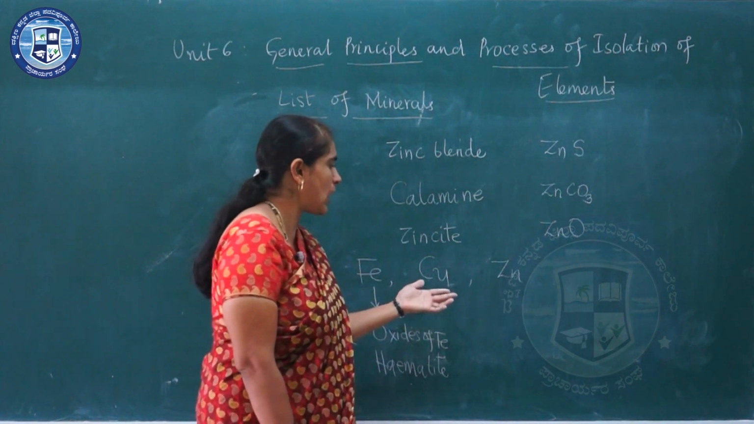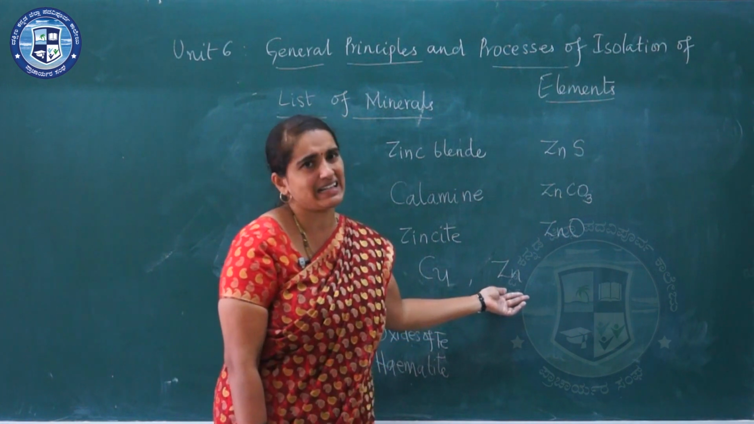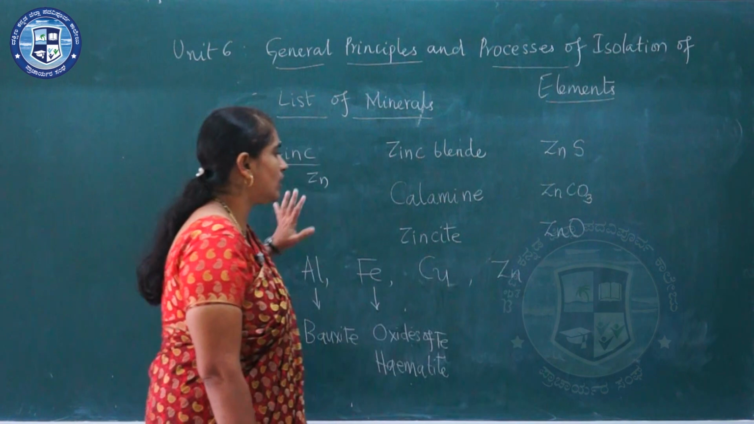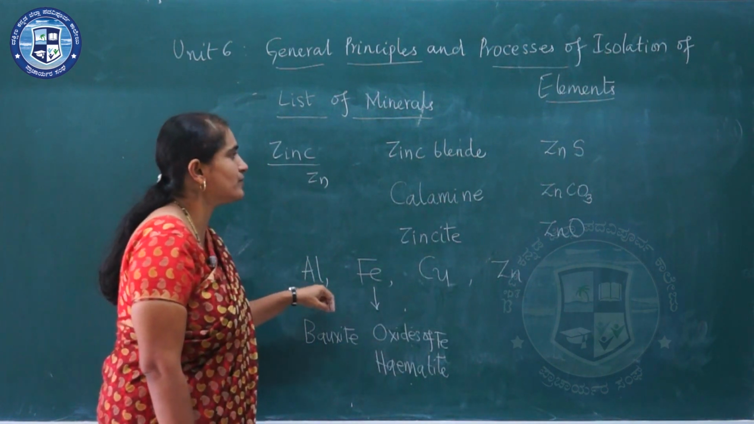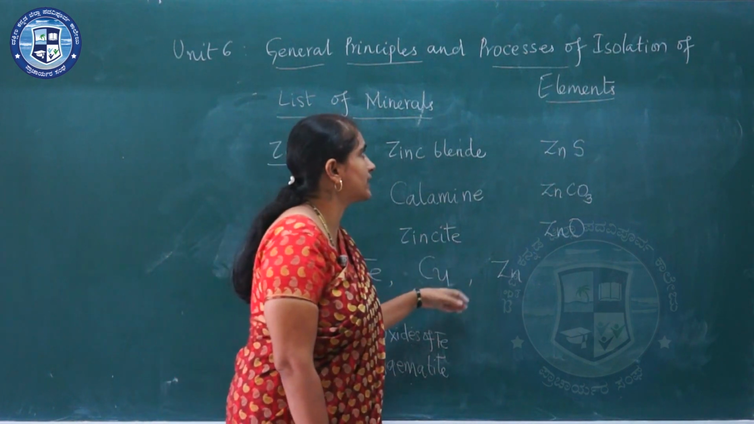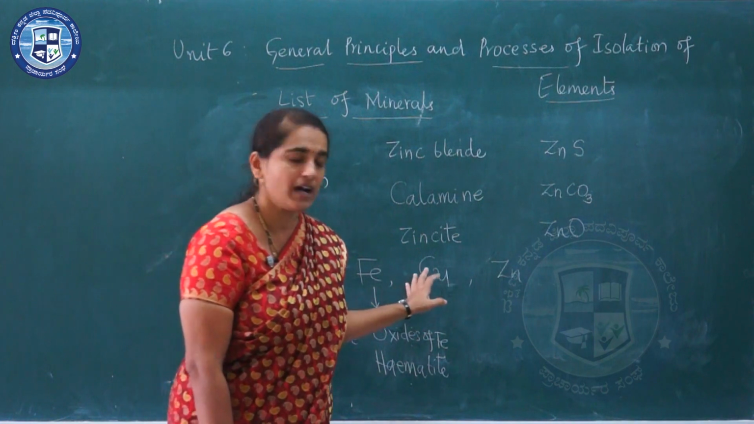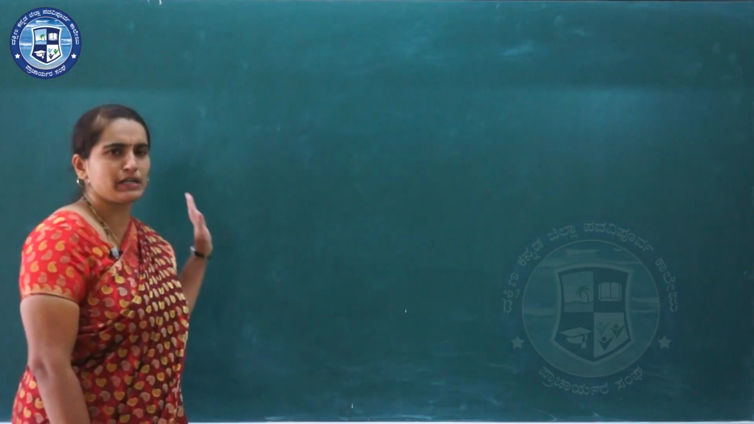You can take, for copper in general, copper pyrites, and for zinc in general, zinc blend. So this is regarding all those minerals and the chief ores, from which we can isolate or extract that particular element required for us. Okay, so next we'll proceed.